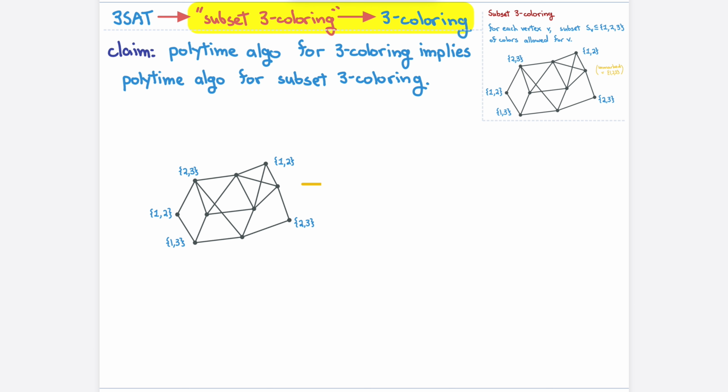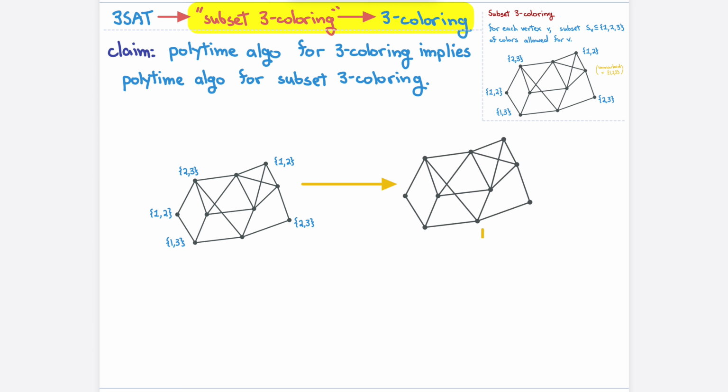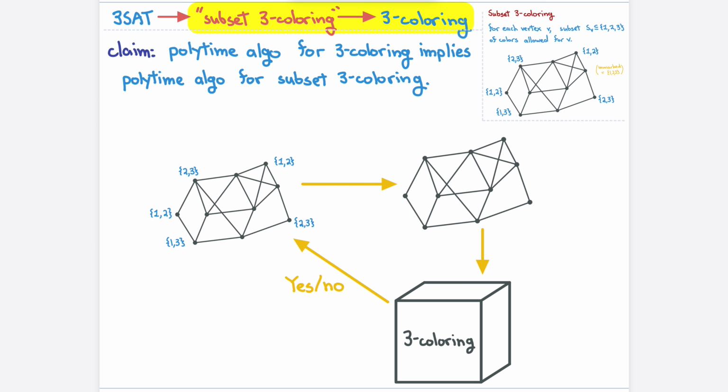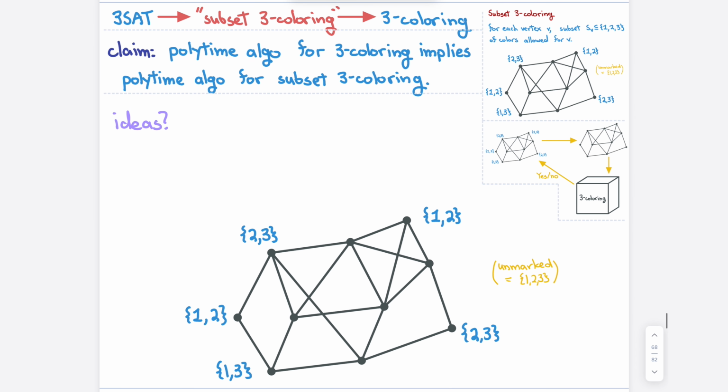Somehow you're going to be given a graph that's also annotated with these lists, and you're going to create some kind of graph without the lists. It'll probably have to be different. Then you feed that into a black box that doesn't look at any lists, but somehow gives some yes/no answer that's useful. That's the high-level approach. Any ideas? In fact, if you went to PSO, you might have gone very close to doing this.